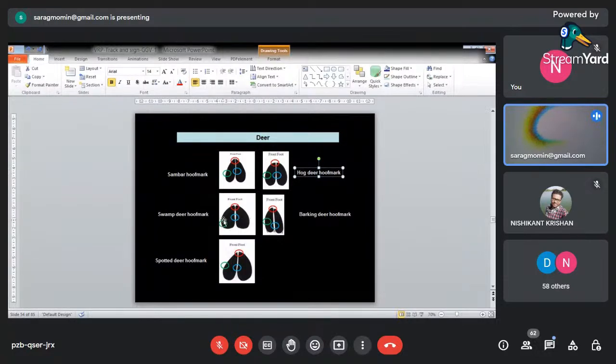And here the breadth is more huge. When the breadth is more huge, then this will belong to swamp deer and barking deer. This is very thin in shape. Here the right one is comparatively larger as compared to the left one, spotted deer.